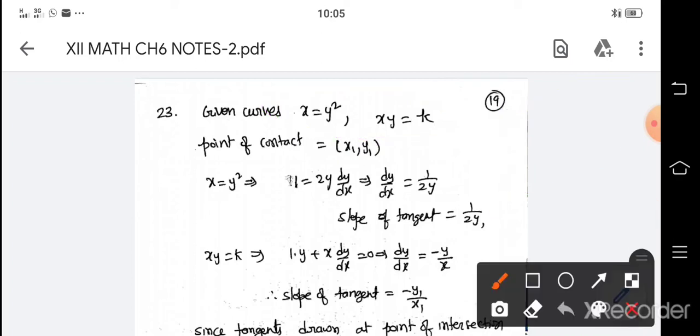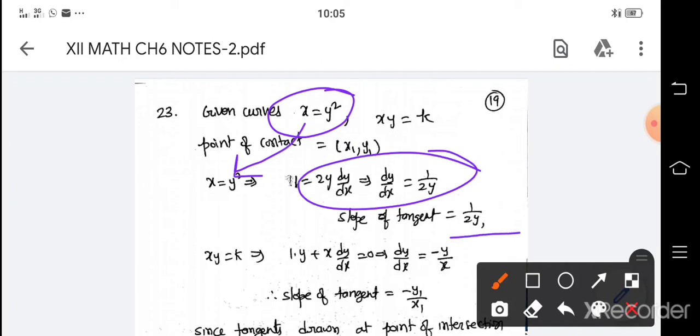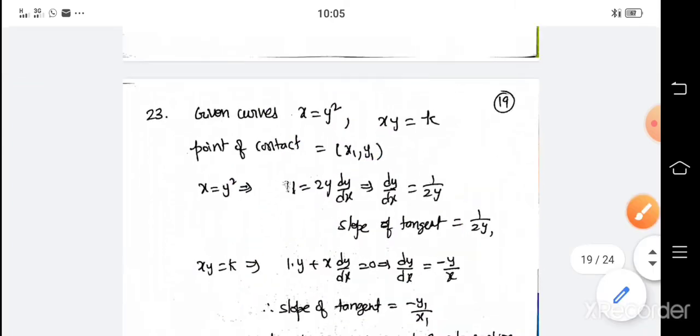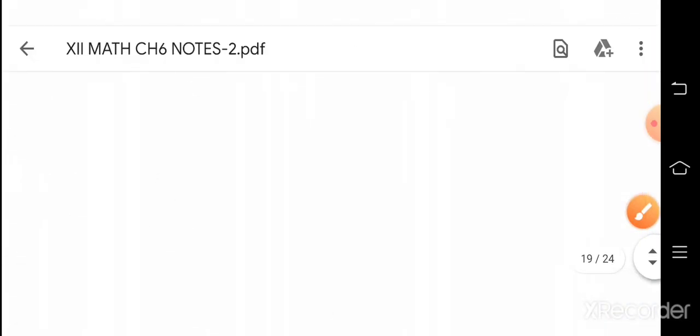Look, first using x = y square, find out dy by dx. You get dy by dx = 1/(2y1) because I took point of contact as (x1, y1). Using xy = k, find out the dy by dx. You get -y/x, using the UV rule. The slope of the tangent here is -y1/x1. Remember, this is a particular question which has only one model we have.